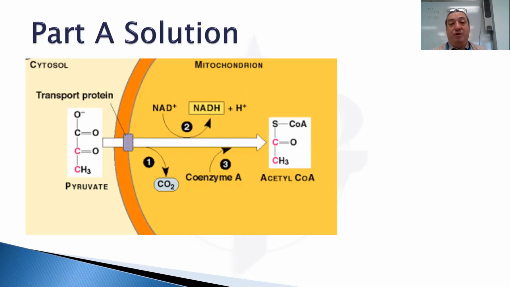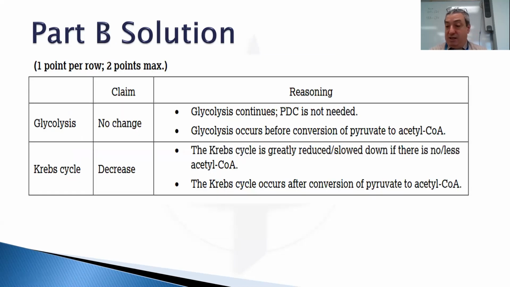Nothing more than that. Please don't write more than that, because if you start adding wrong information, you negate your right information. So keep it simple for these parts, and take your point where you can get it. For number 2, we are making a claim about how PDC deficiency affects the amount of NADH produced in 2 parts, and then provide reasoning to support your claim.